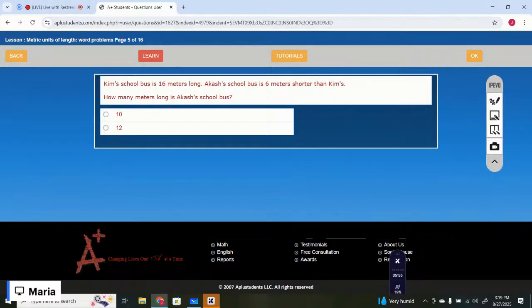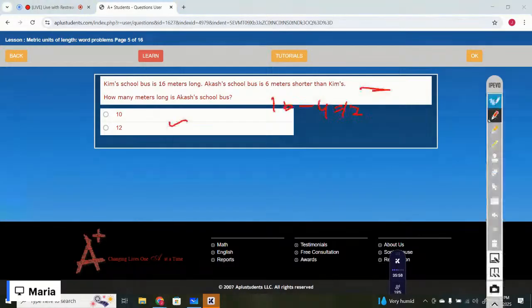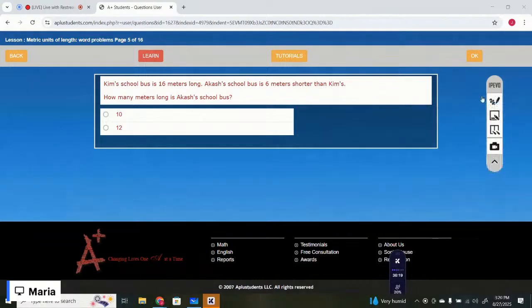Kim's school bus is 16 meters long. Akash's bus is 6 meters shorter than Kim's. How many meters long is Akash's school bus? It is 6 meters shorter, so you need to subtract it from Kim's school bus length. 16 minus 6 is 10. The correct option is 10. Number 1 is the option.